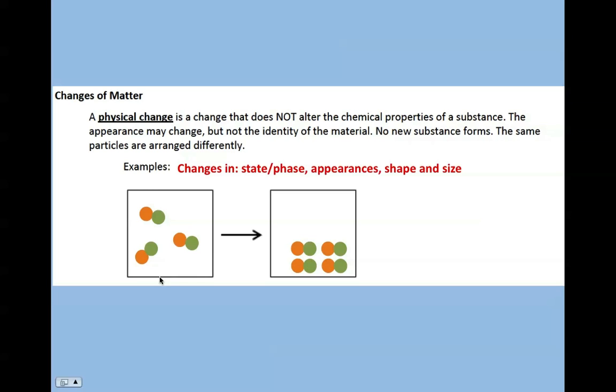So this is considered a particle diagram. This particle has 2 atoms in it. When we go through a physical change, we're going to see the particles just get rearranged. This would be an example of like a gas going into a solid. The particles are just moving closer together, but we'll still have the same combination with what we'll call a compound, when we learn that in the next couple of videos.